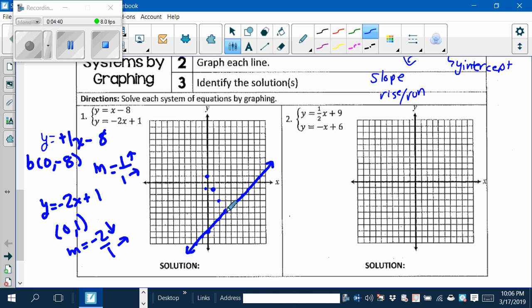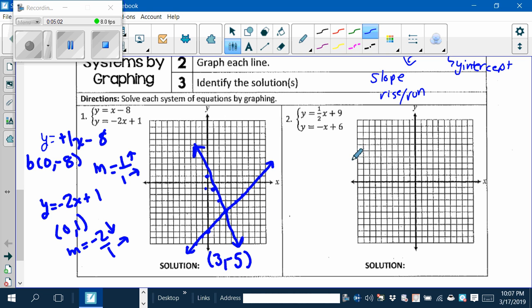So here's my point of intersection. Now, just graphing the lines is not enough. You have to show me where these two lines intersect, and you have to write that point down. So this is the point 1, 2, 3, and I believe that's negative 5. The point (3, -5).